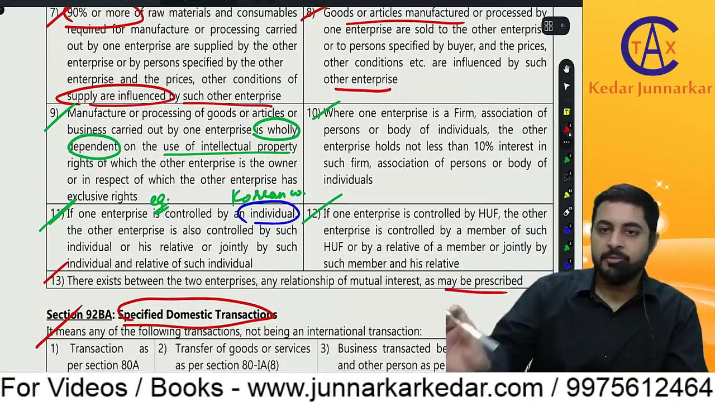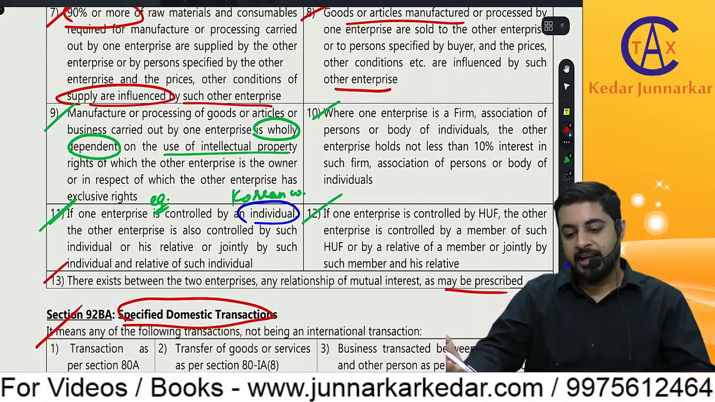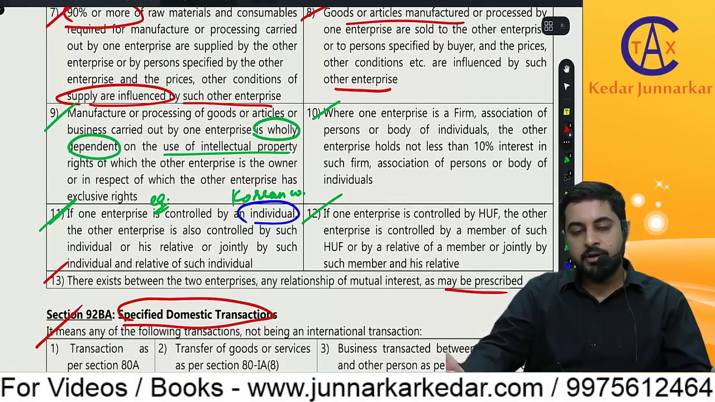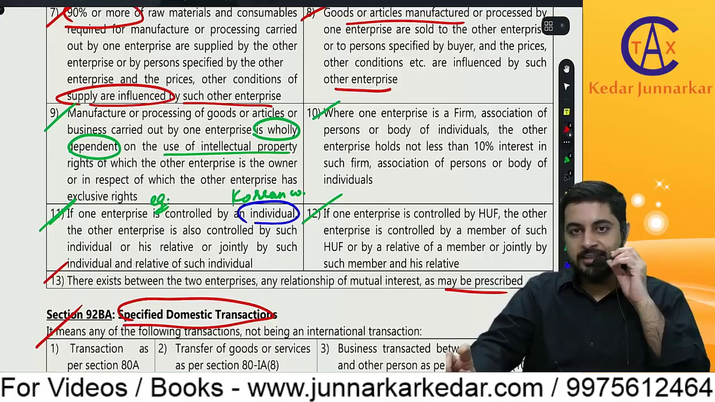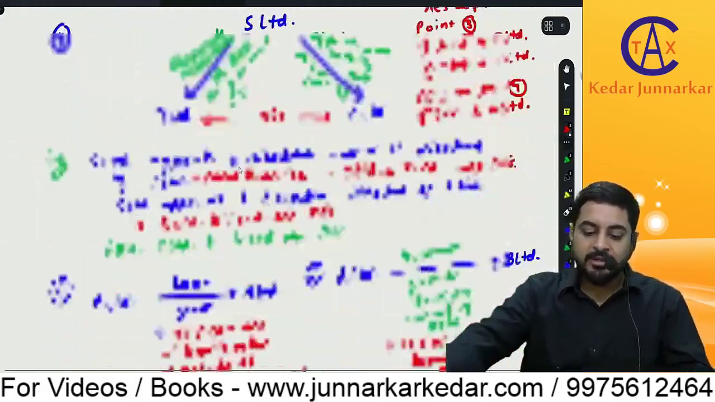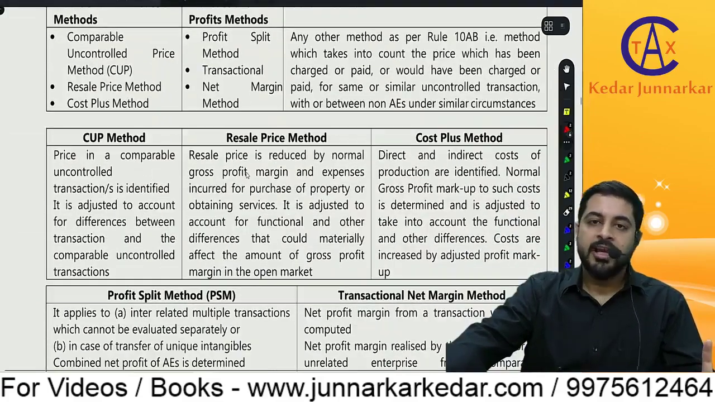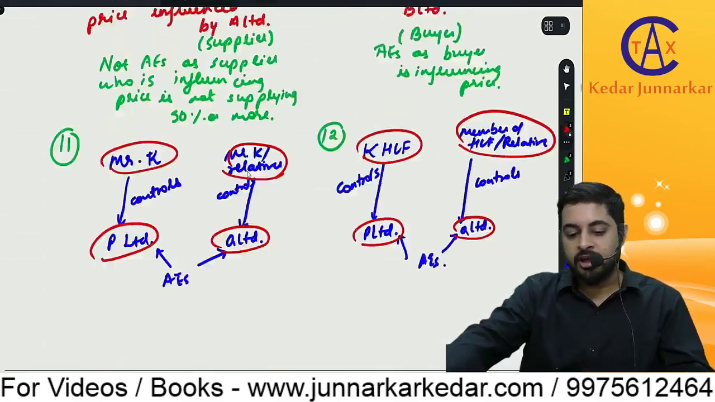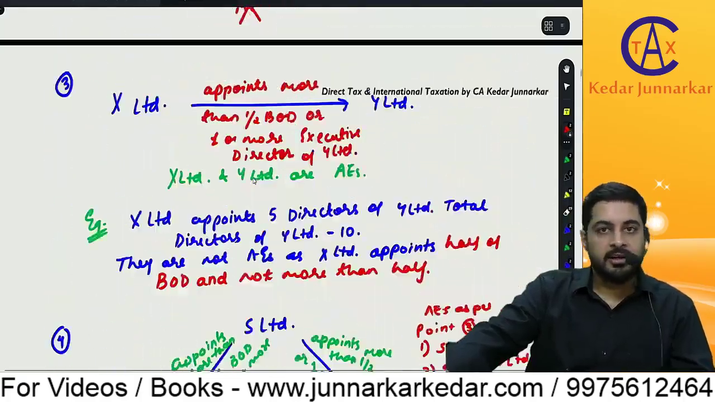So nothing has been prescribed. So basically 12 categories are there. So your homework for today is to go through all these categories properly. And then tomorrow we'll be doing domestic transfer pricing and then how to find out the ALP. That is crucial. Different methods are there that will continue tomorrow.